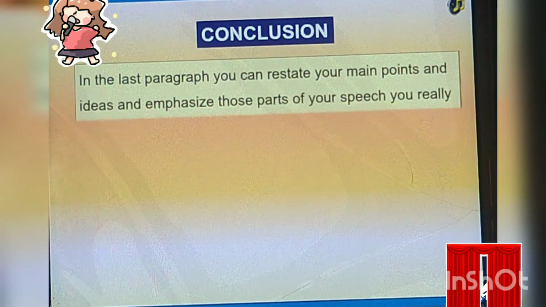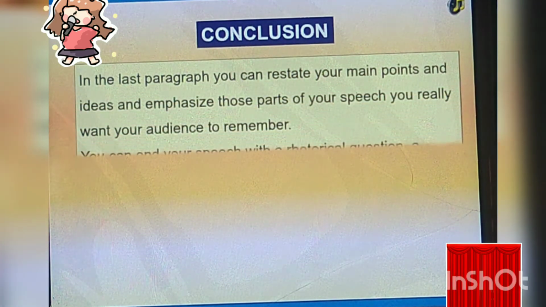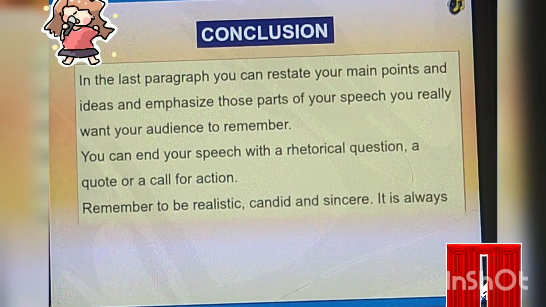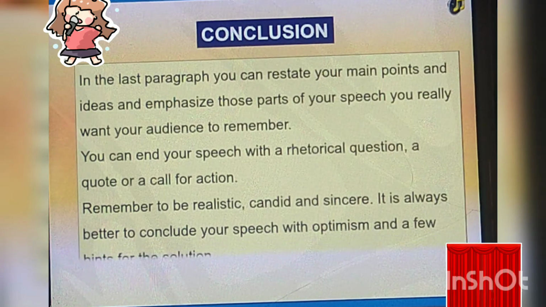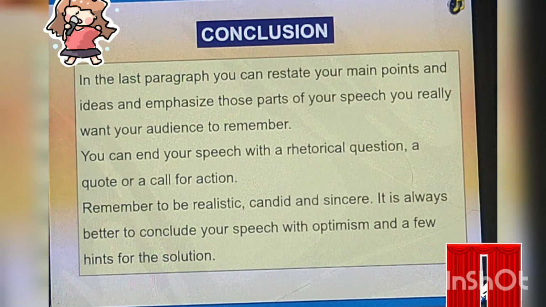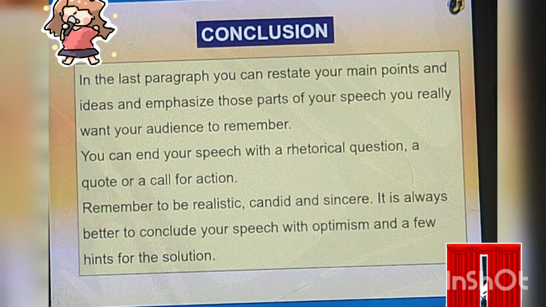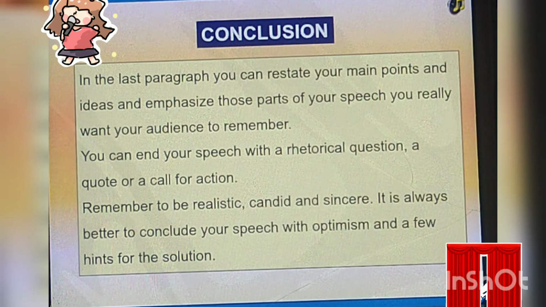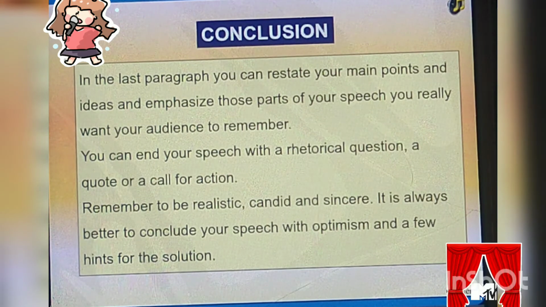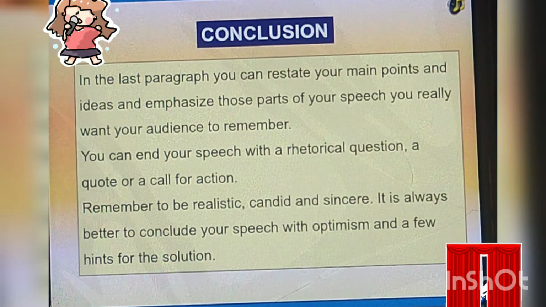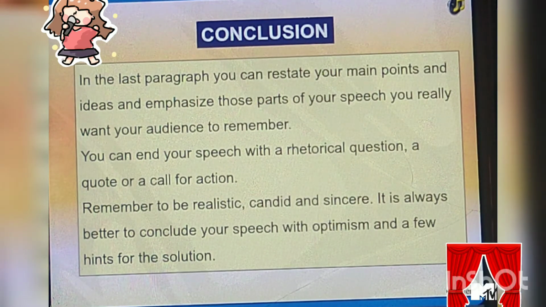Next, we come to conclusion. How do you conclude your speech? In the last paragraph, you can restate your main points and ideas and emphasize those parts of your speech you really want your audience to remember. You can end your speech with a rhetorical question, quote, or a call for action. Remember to be realistic, candid, and sincere. It is always better to conclude your speech with optimism and a few hints for the solution.